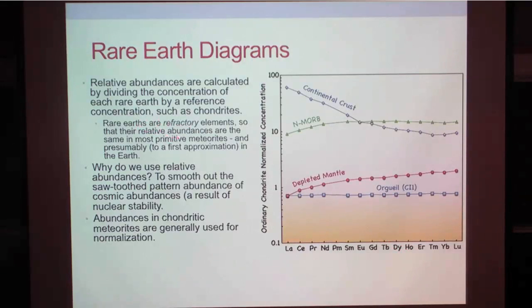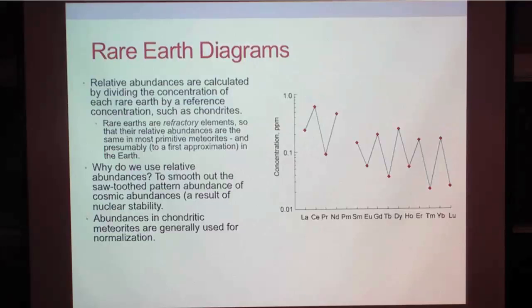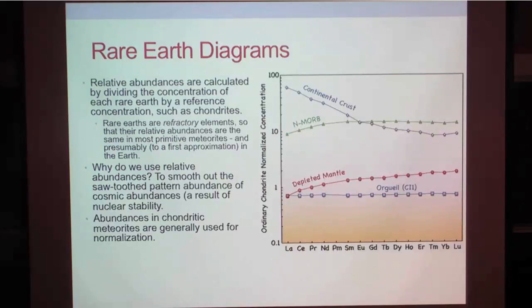Rare earths, I'll get to this in a minute, are refractory elements, so their relative abundances in the Earth are the same as in primitive meteorites, to a first approximation anyway. So why do we use relative abundances? Because if we didn't, the plot would look like this. Okay, we have this sawtooth pattern and the decay here. This is related to nuclear stability and the ways in which the elements were produced. By normalizing to chondrites, we can eliminate that.